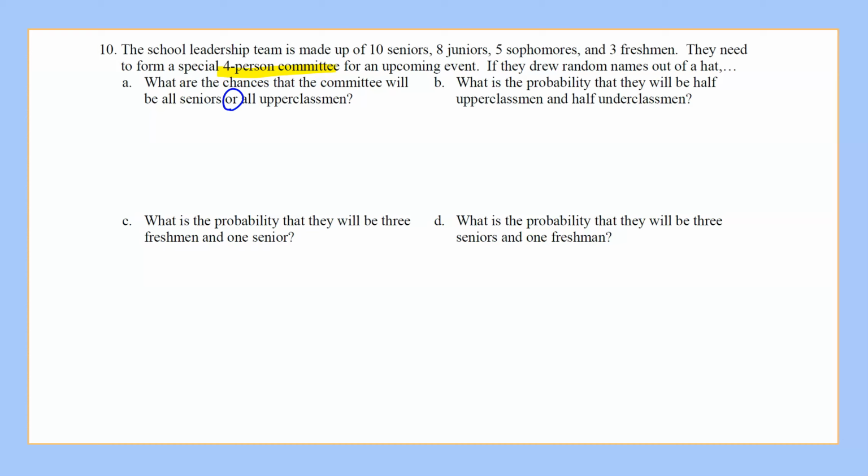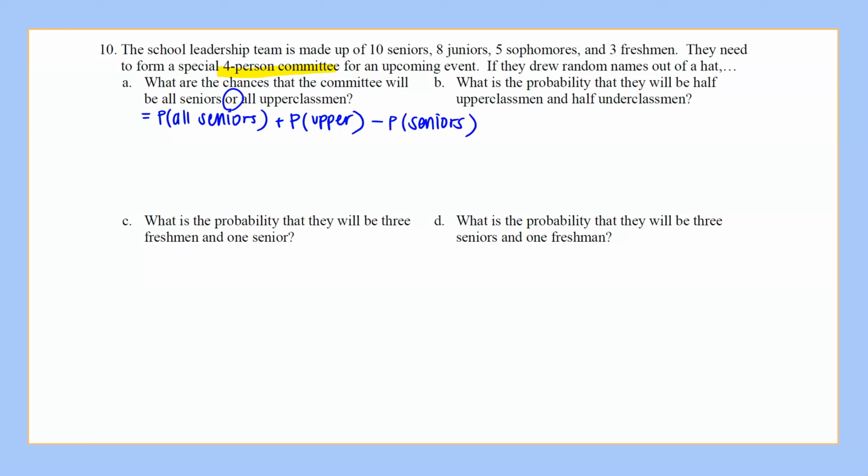And we also have to determine, are these exclusive or are they not exclusive? So the probability of being all seniors plus the probability of being all upperclassmen. Think about the two events that you currently have. Because we know that seniors also are included in upperclassmen, we would subtract out the probability of the seniors.